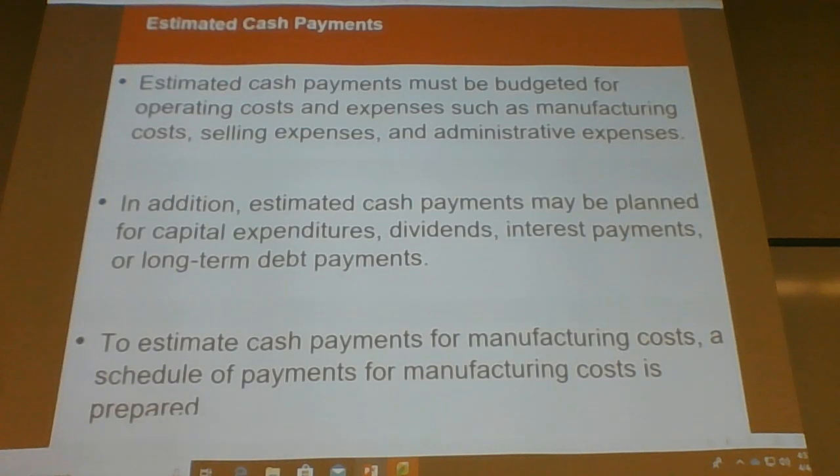All right, so that's a look at budgeted cash receipts, or estimated cash receipts. I think I'm going to go ahead and stop this video, and then we're going to look at estimated cash payments in the next video.